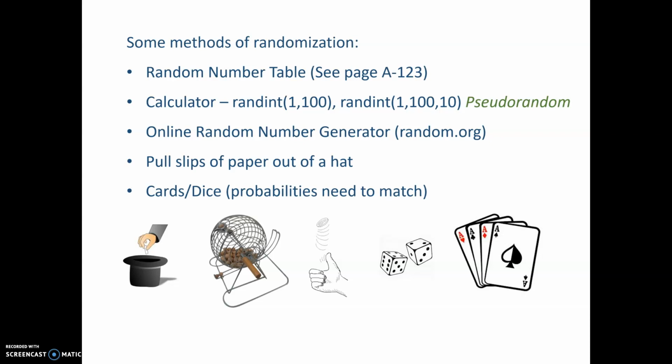Probability that you get a king on the first one is 1 out of 4, 1/4. The probability that you get a king on the second is not 1/4, it's 1/3 because you only have 3 kings. So you've got to be careful. The probabilities need to match. So be careful with that.